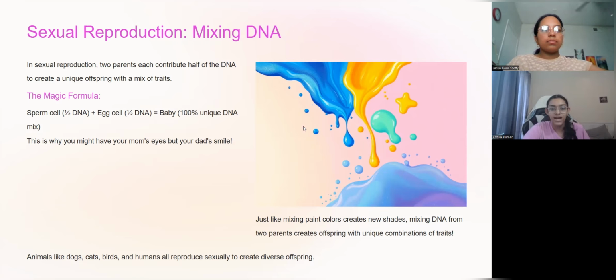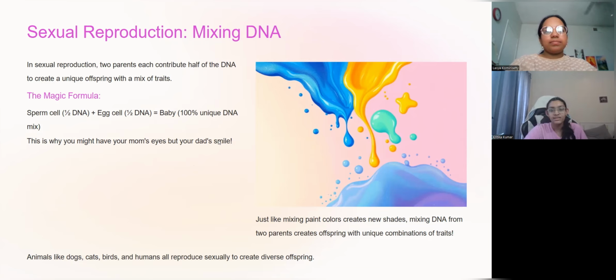So if you have half of your dad's DNA and half of your mom's, you're obviously not going to look exactly like your dad or exactly like your mom. You're going to have a different kind of look. This is why you might have your mom's eyes but your dad's smile. Remember when you have guests over and they suddenly start comparing you to your parents, and they're like, "Oh, you have the nose of your mom and your smile looks just like your dad's." This is where that comes from.